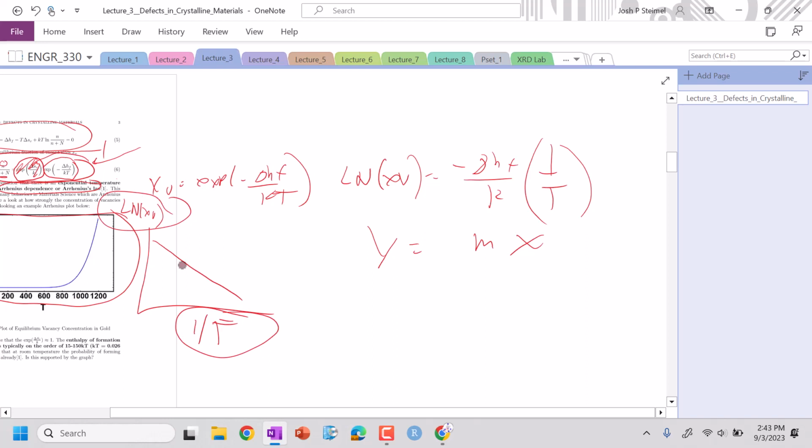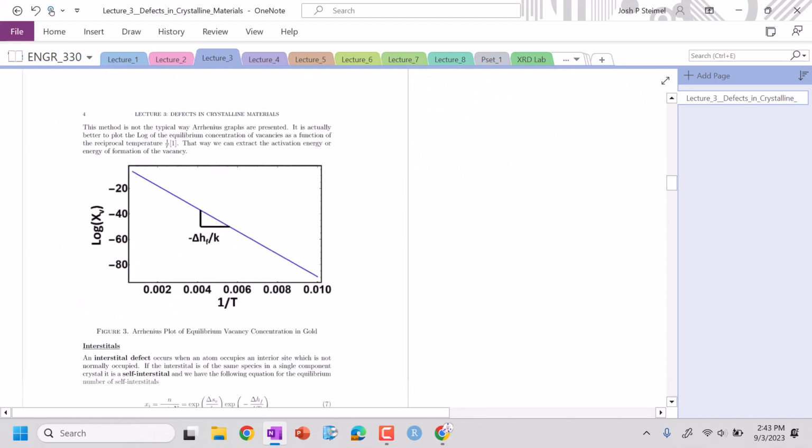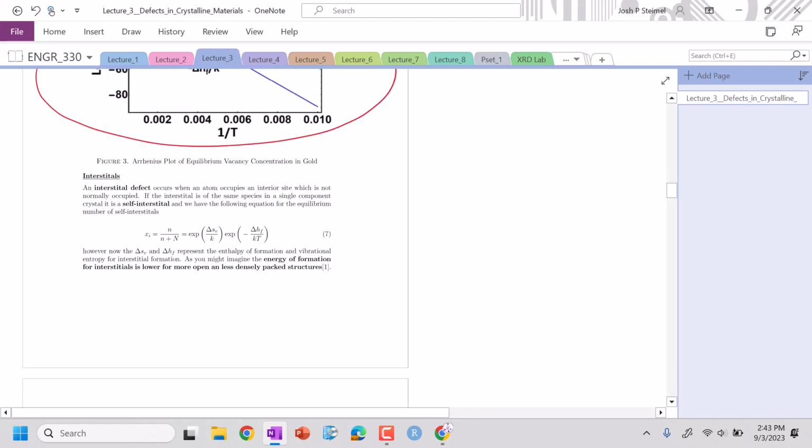So now I can just measure my slope, and I know that my slope will be equal to minus delta Hf divided by k. If I know my slope and I know Boltzmann's constant, which we all know, I can solve for that enthalpy of formation. Nice, right? It's a very nice way to plot something, to show a graph from which you can extract the most critical information just like that. So that's very, very good.